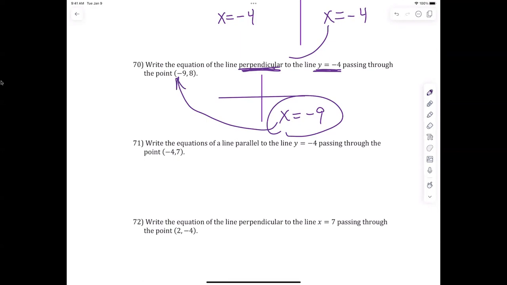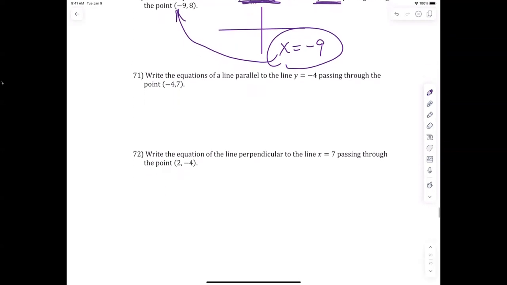Okay. All right, I'm gonna give you one more chance. Let's look at 71. You're parallel to y equals -4. So what would be our answer? Shh, don't tell him.